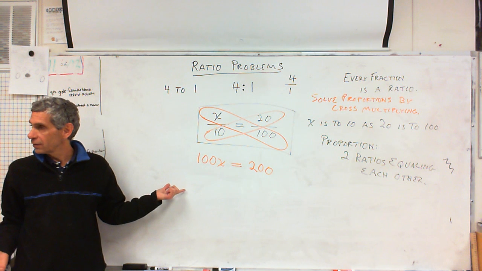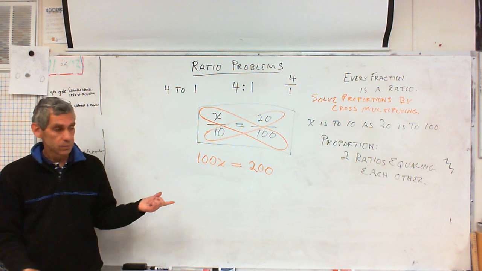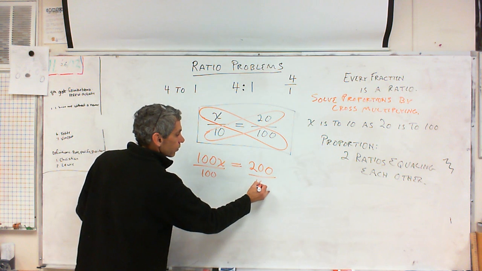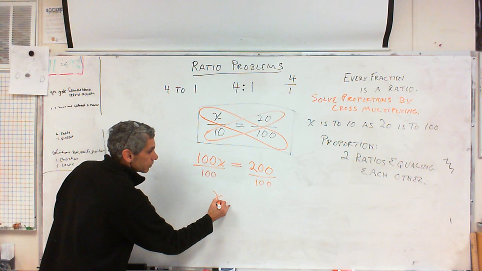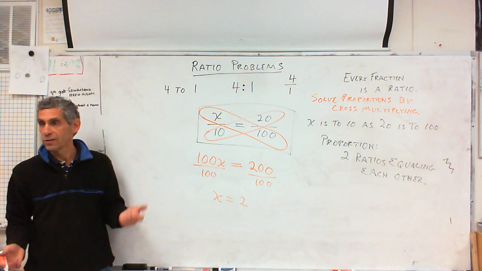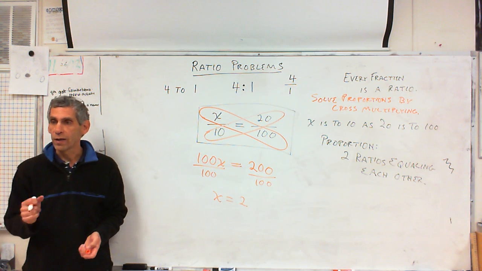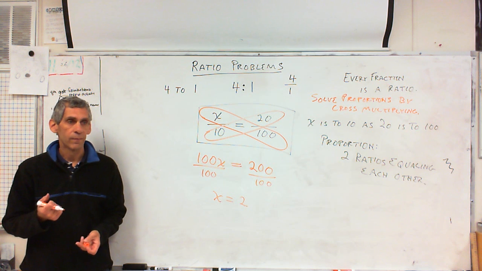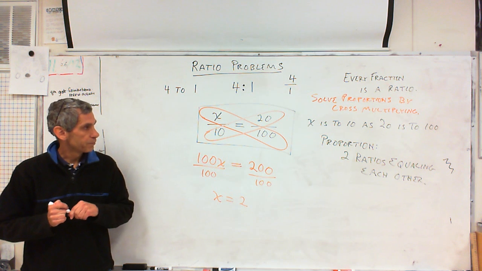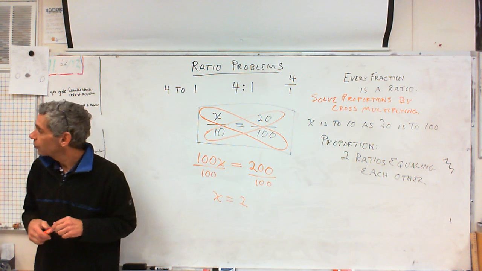How would I find x? Divide both sides by 100. X is equal to 2. And Liam was correct. X is 2. He saw it right away. Sometimes you won't see it right away. And that one was fairly easy to see right away. So that is a proportion.